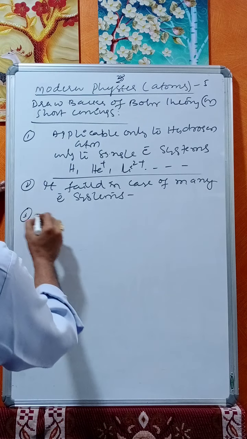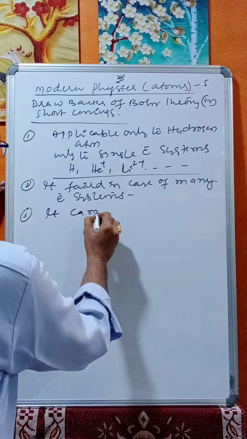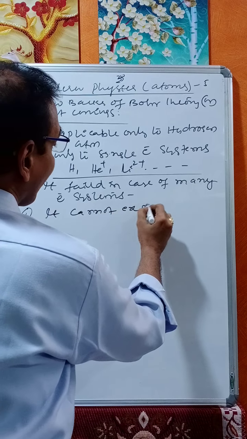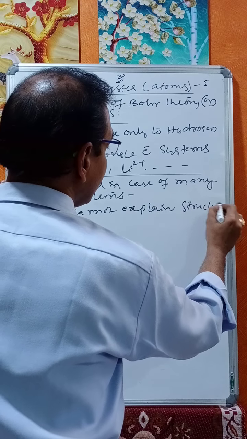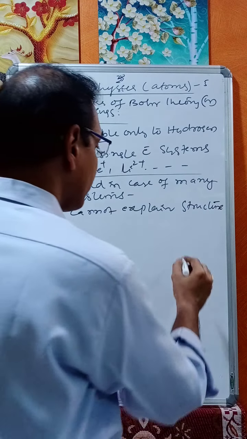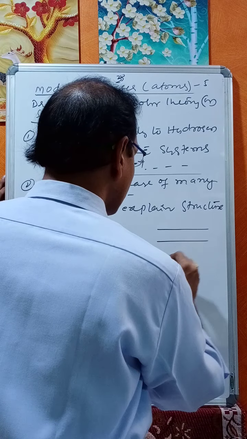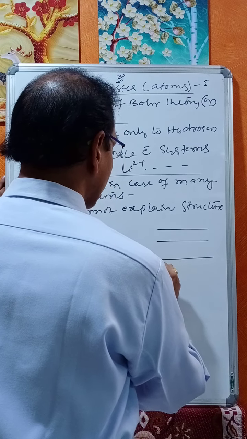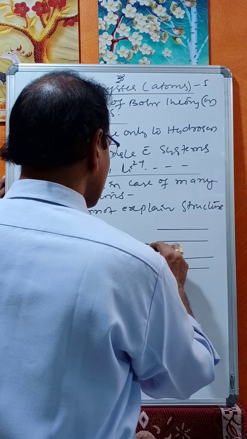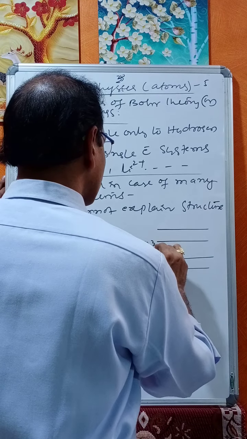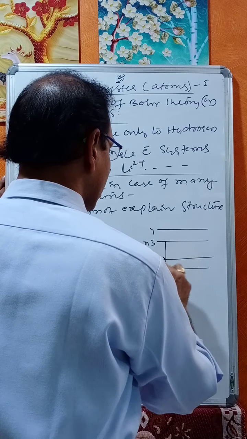Third one, it cannot explain the fine structure. What does fine structure mean? We know that for Balmer series, n1 is equal to 2, n2 is equal to 3, 4, and so on.